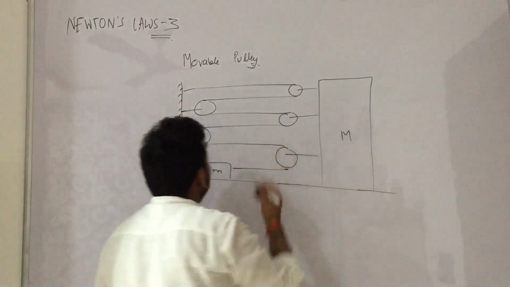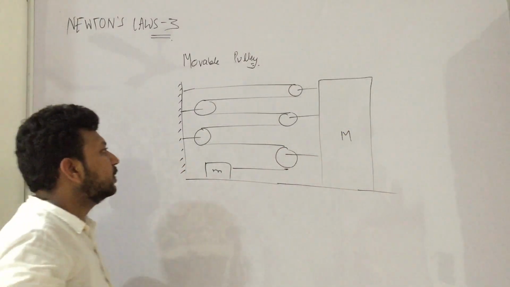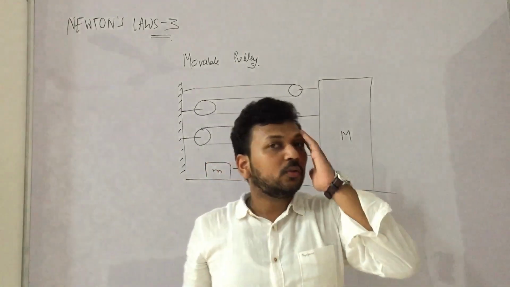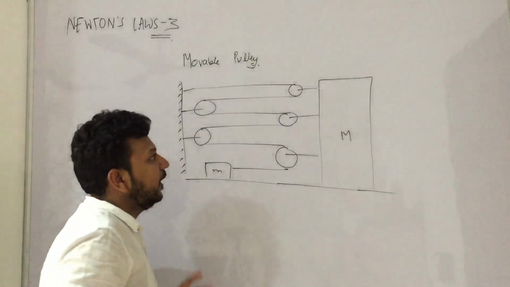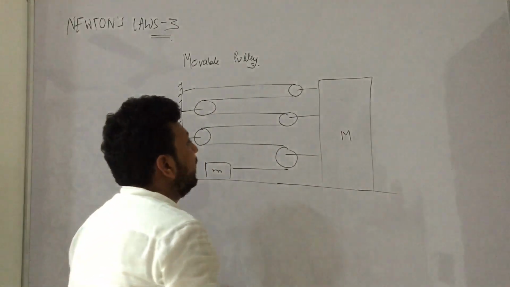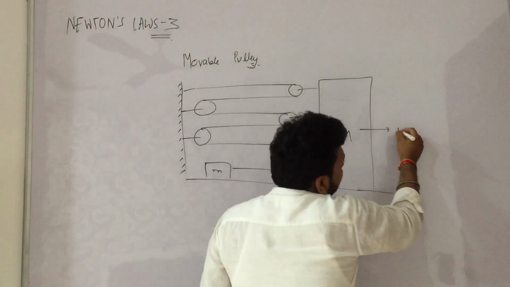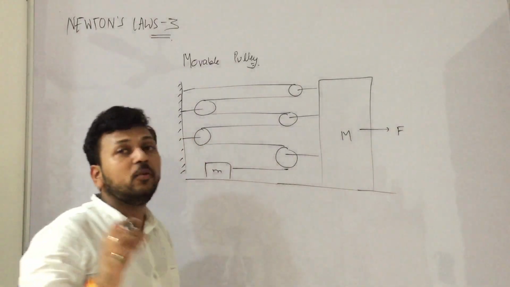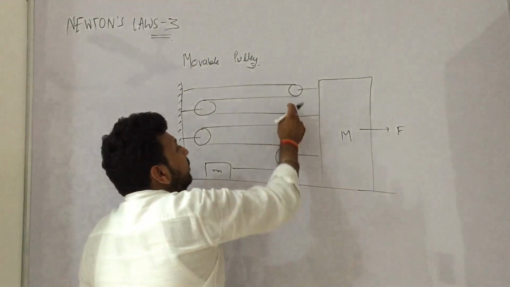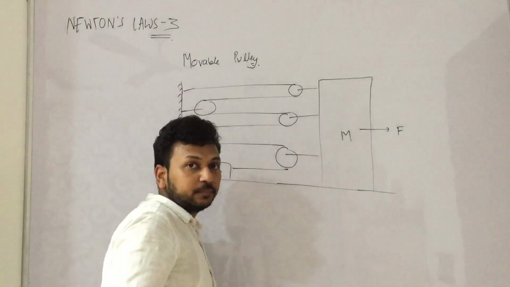Capital M is there, so this is the case. Simple, a little more complex, nothing. If you apply the formulas and the properties in the same way, it is so simple. Let us take a force F. How many movable pulleys are there? There are 3 movable pulleys and 2 are fixed.